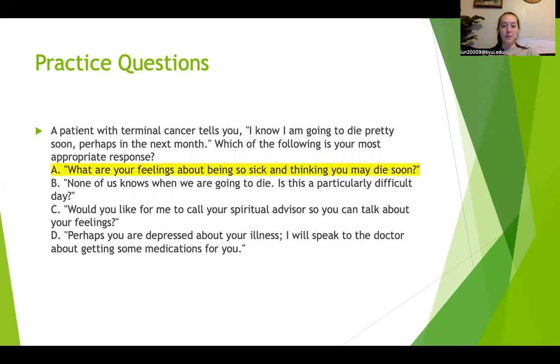Okay. Terminal cancer. I know I'm going to die pretty soon, perhaps next month. Which of the following is your most appropriate response? The answer is A. What are your feelings about being so sick and thinking you may die soon? This is a pretty open-ended question, and just asks how are you feeling? B. None of us knows when we're going to die. Is this a particularly difficult day? Well, it is terminal cancer, so he knows he's going to die pretty soon. So not very therapeutic.